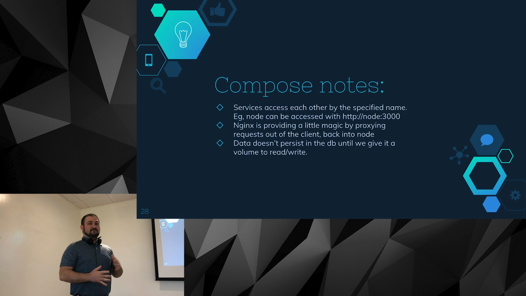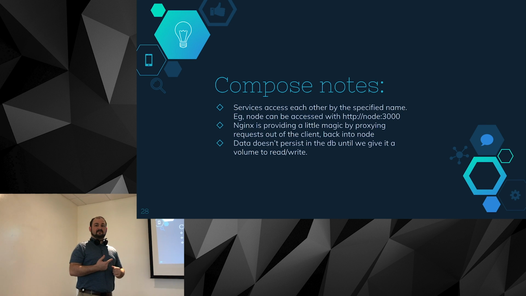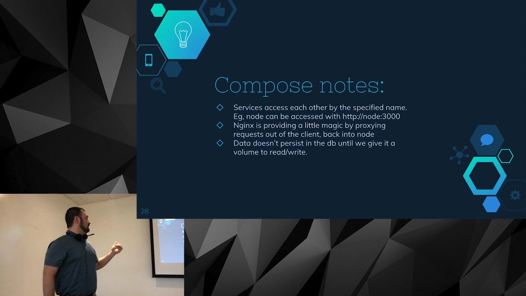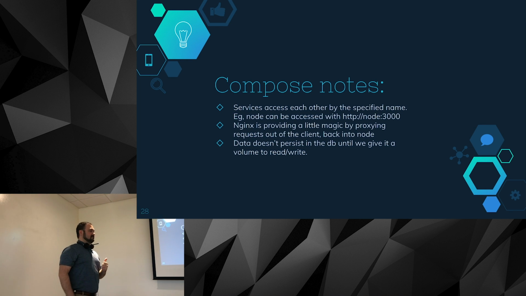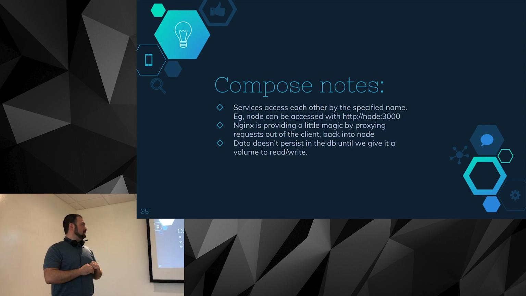Services access each other on the Docker network by whatever name you give them. So in our case, node was node, so http://node:3000 is how you would access that. We talked about the little bit of magic that Nginx was helping us out with. And also, don't forget that when you compose down, if you're not mounting that volume for your database, your data is gone.